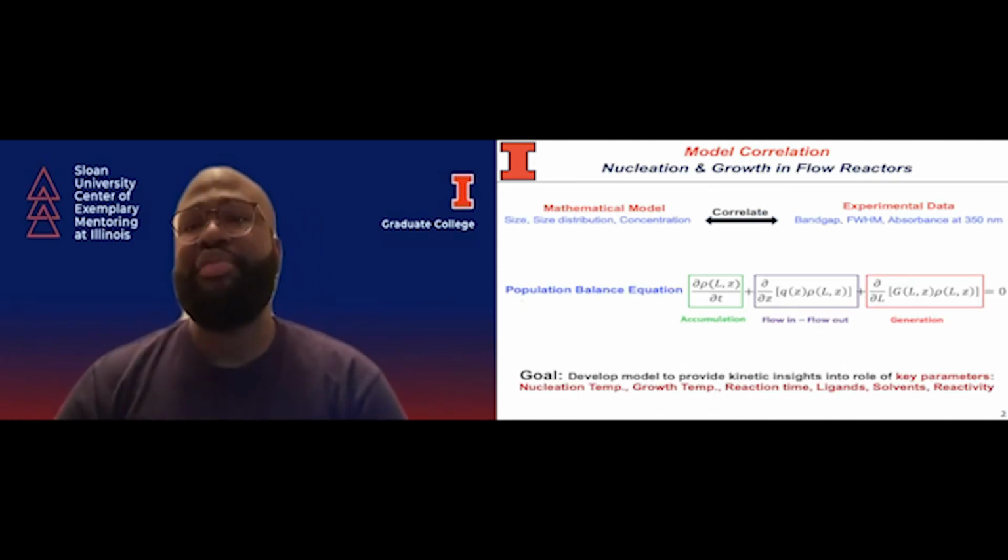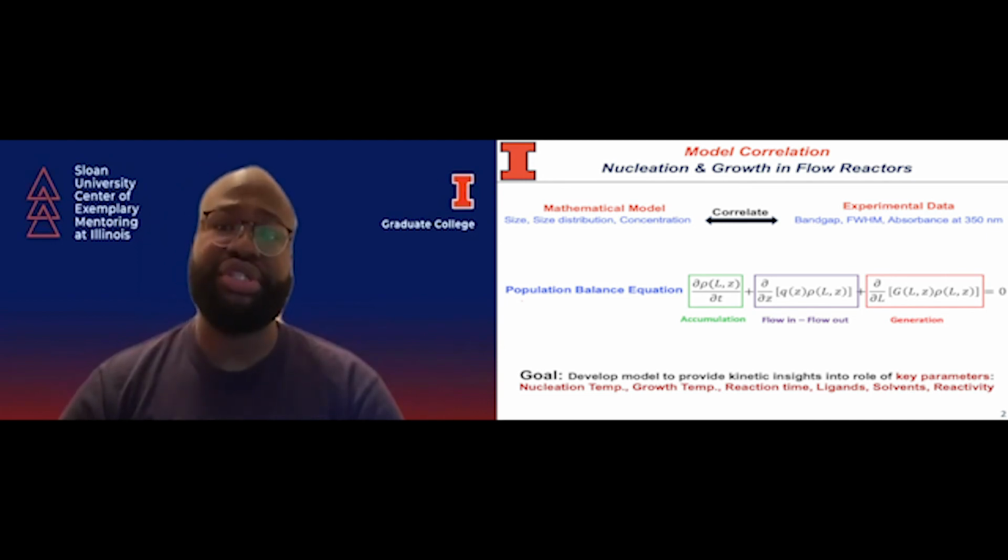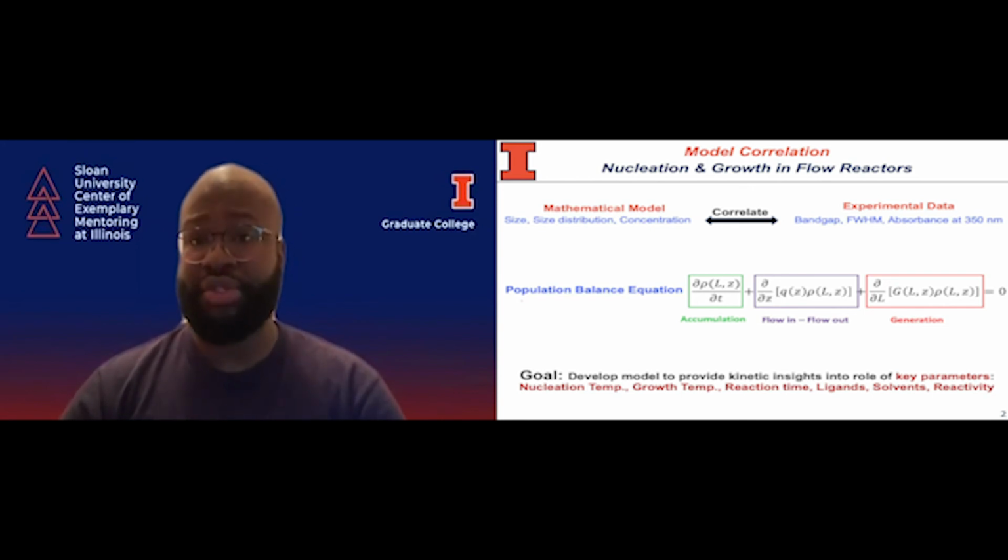We want to be able to build these mathematical models to correlate them to experimental data. And we want to be able to correlate things such as the size distribution and concentration to the data analysis that comes from, like, absorption spectra. So these models are population balance equations.